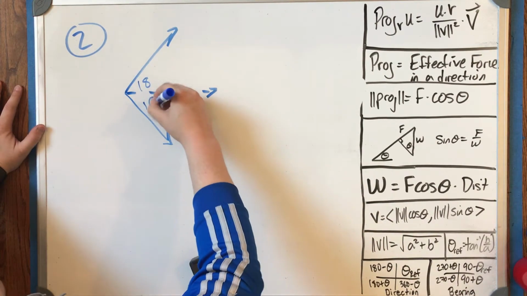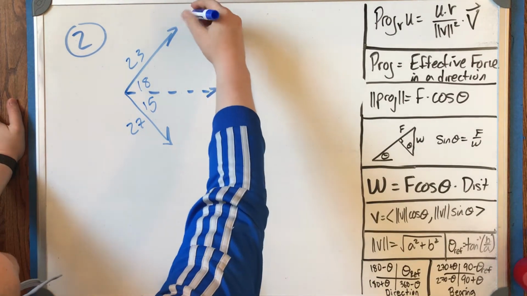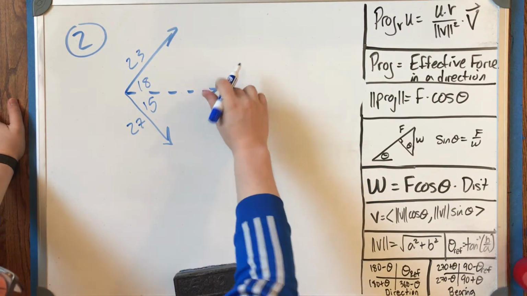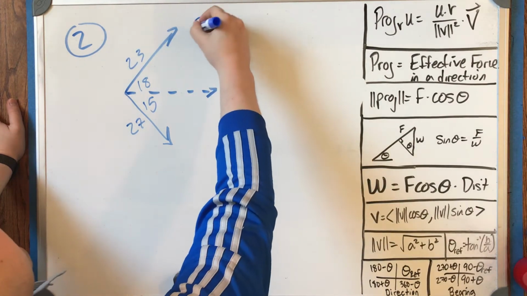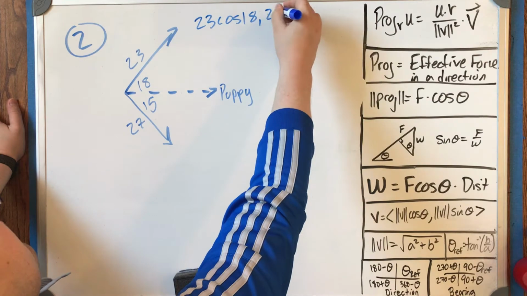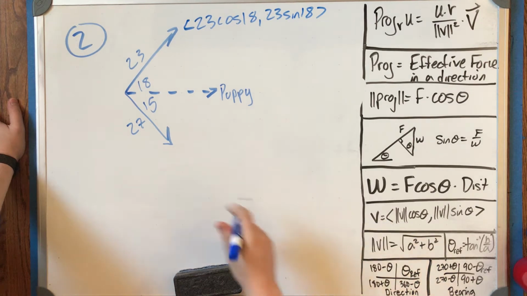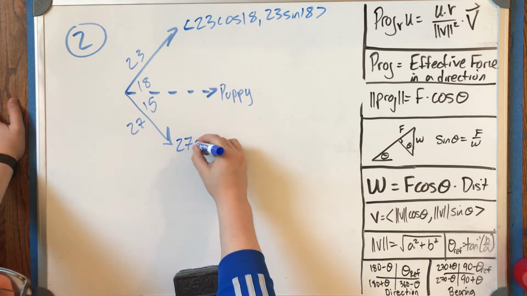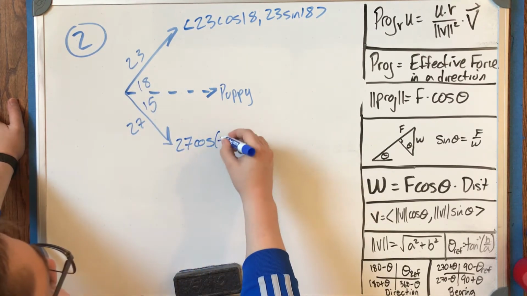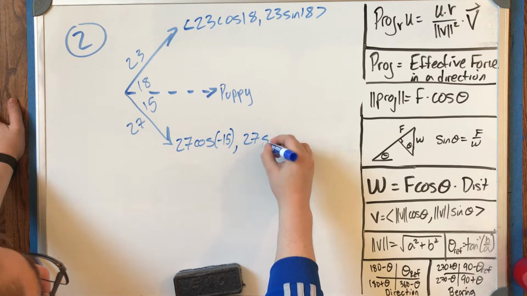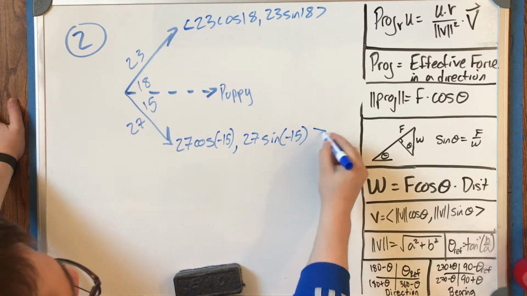So if this is 18, this is 15, this is 23, and this is 27. So basically, I have 2 different people, one up here, one down here, and then here's the cute little puppy. And if I just find this person's vector, which is 23 cosine 18, 23 sine 18, and I know that because that's one of the ways that we do component form. This one would be 27 cosine, and I could use either -15 or 345. I'll use -15 this time around. And this only works because the puppy is exactly horizontal right now.